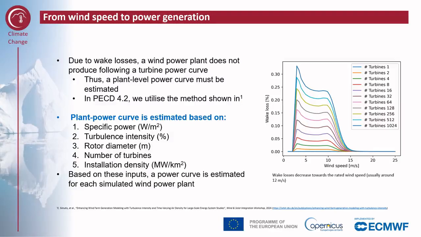When going to plant level, a plant has a multitude of wind turbines. There are also wake losses which decrease the power generation compared to the turbine power curve. We thus need some additional parameters to estimate the power curve. We need the number of turbines for the plant and also the installation density. These inputs we have either known or estimated for every wind power plant we simulate. Based on that, we can get a plant power curve for every wind power plant.